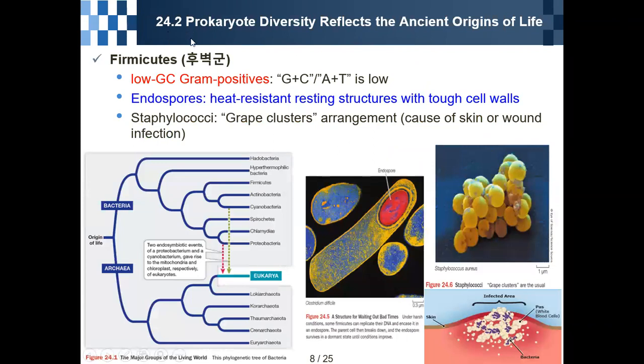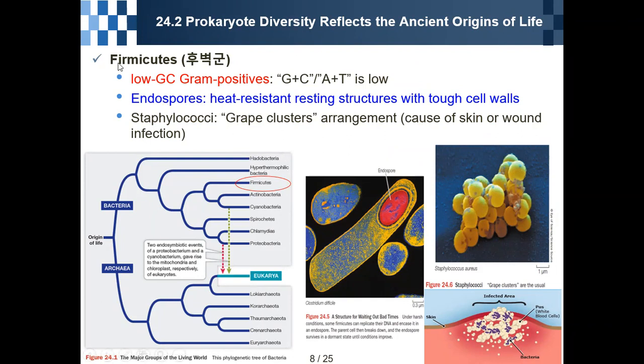Okay, now we will go to prokaryotic diversity. So this is bacteria. They have Heidobacteria and hyperthermophilic bacteria. These species are very rare, so today we will not cover these two, and we will start from the Firmicutes. The Korean name of Firmicutes is Hubyokgun. The Korean name is also very difficult to understand.